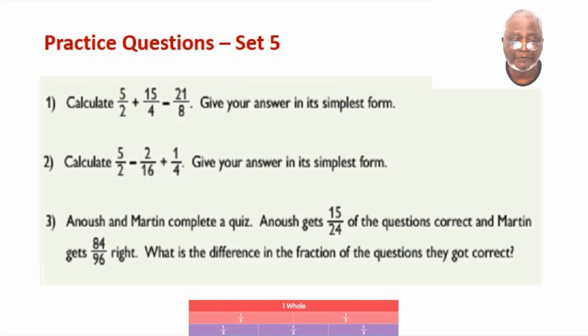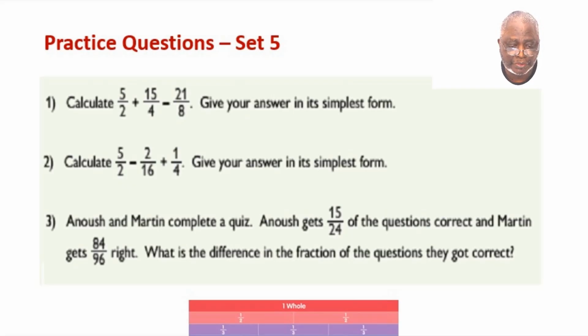1. Calculate 5/2 plus 15/4 minus 21/8 and give your answer in its simplest form. 2. Calculate 5/2 minus 2/16 plus 1/4. Again, give your answer in the simplest form. Question 3.